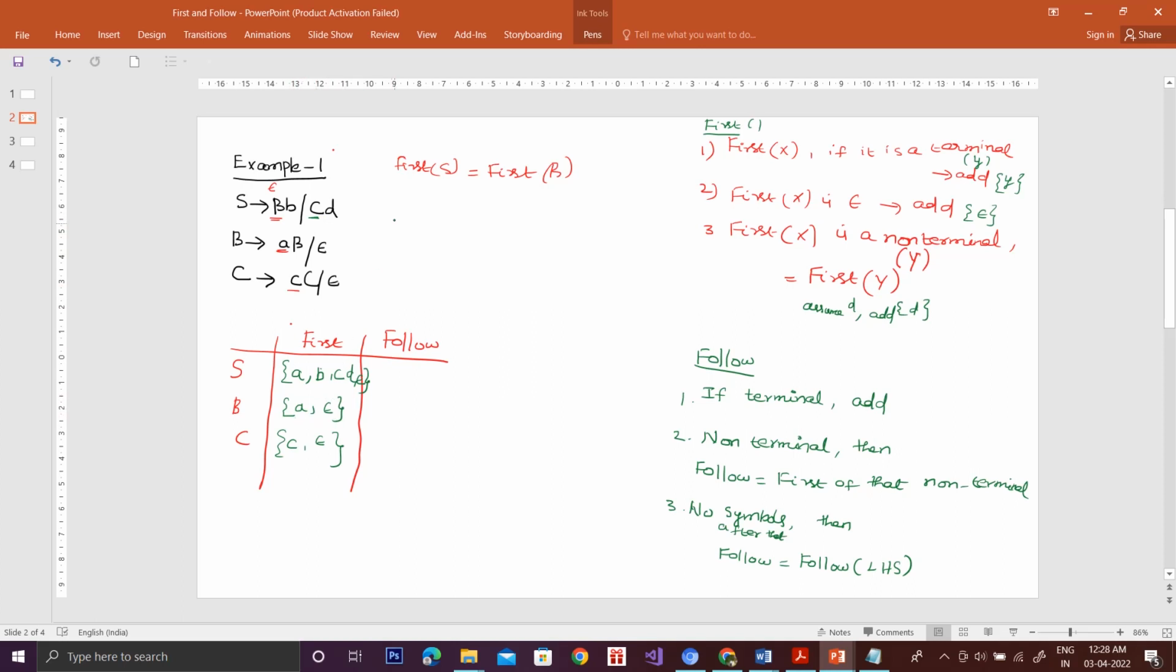When I substitute epsilon, then this d as well as this d will also get included. And now we'll find out follow for capital S.